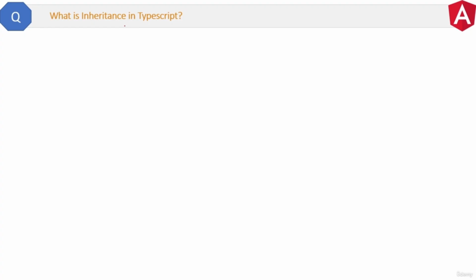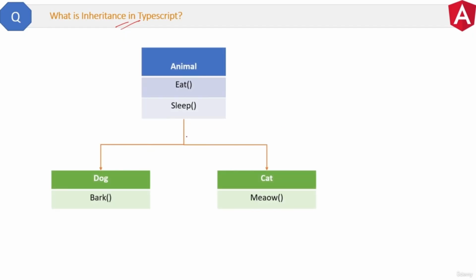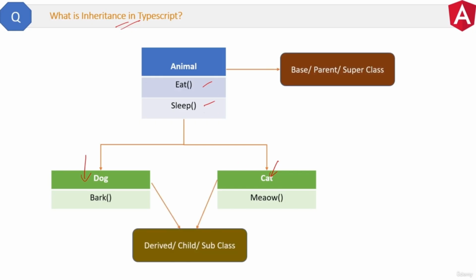Here is the question. What is inheritance in TypeScript? This is the concept which focuses on reusability of the code. Here is a sample screenshot where Dog and Cat are inherited from the Animal class. Here you can see the common functions eat and sleep are kept in the Animal class. These functions can be used by both the Dog and Cat classes. Therefore, the Animal class will act as the base class and the Dog and Cat will be the derived classes.